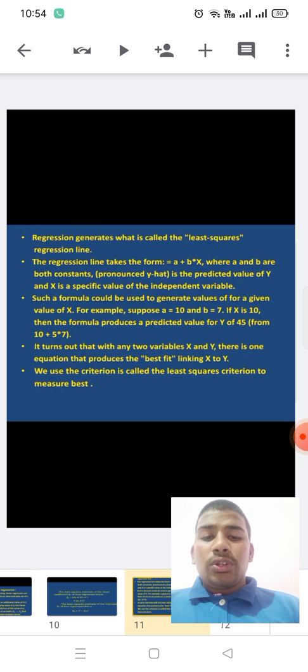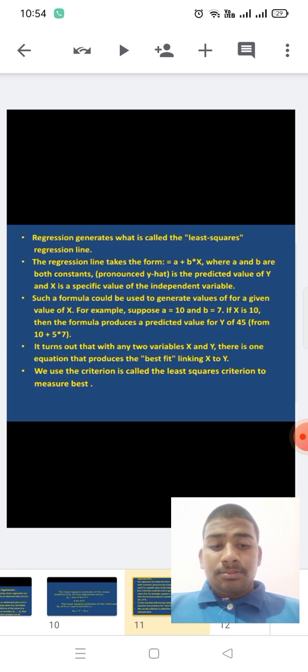It turns out that with any two variables x and y, there is one equation that produces the best fit linking x to y. We use the criterion called least squares to measure the best fit.